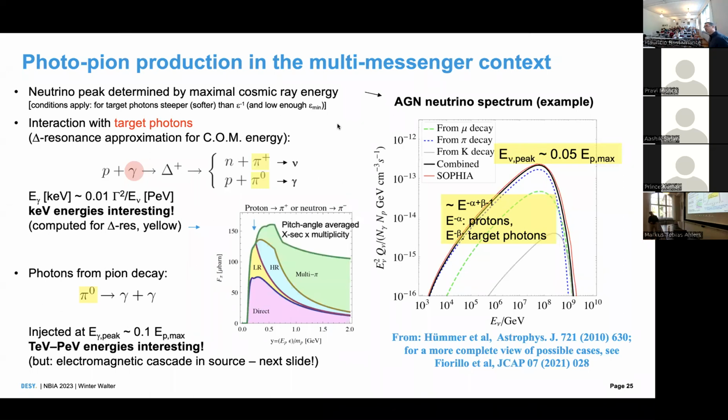At the end, you can see you could also have an E to the power of -2 spectrum here, as is typically postulated if beta is 1. And this is a situation you find, for instance, in gamma ray bursts, where you have at the end an E to the power of -2 neutrino spectrum.